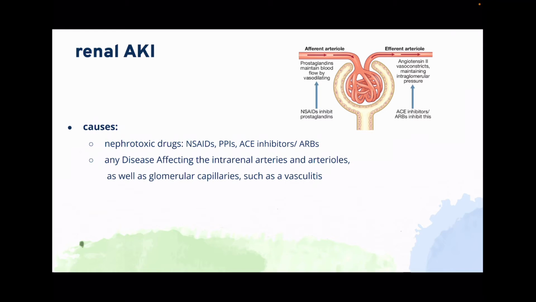On the other side, the right side, we notice that ACE inhibitors and ARBs inhibit angiotensin II, which works on the efferent arteriole. What is the effect of angiotensin II on the efferent arteriole? It constricts the efferent arteriole, which keeps the blood in the capillaries that are supplying the kidney. So when ACE inhibitors and ARBs inhibit angiotensin II, the efferent arteriole will no longer be constricted, and this again will affect the blood supply and the perfusion of the kidney.